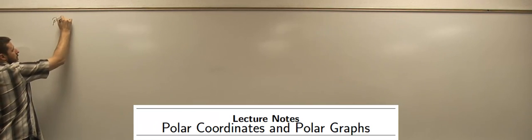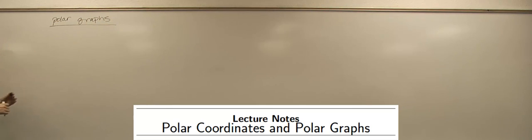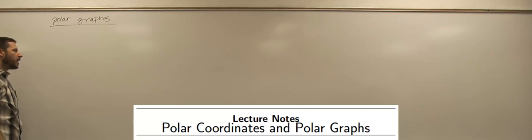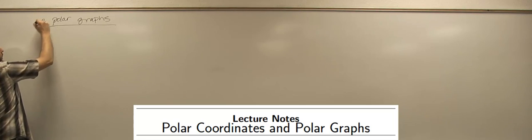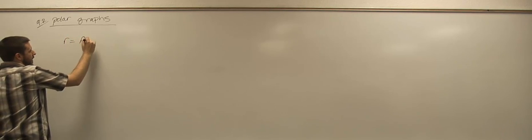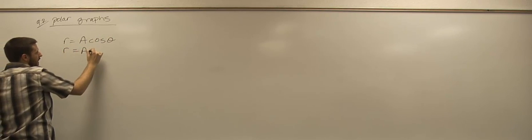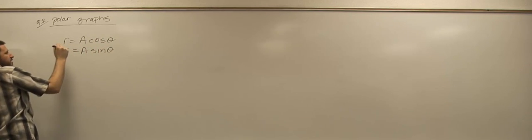We ended last time talking about polar graphs. This is 9.2. Without a whole bunch of terminology and rigor, there are three types of graphs that you're going to run into commonly when you graph in polar. There's r equals a cos theta, or r equals a sin theta. And these guys are circles.